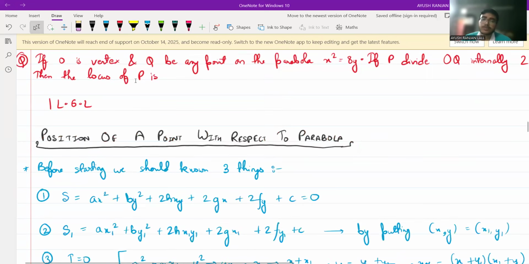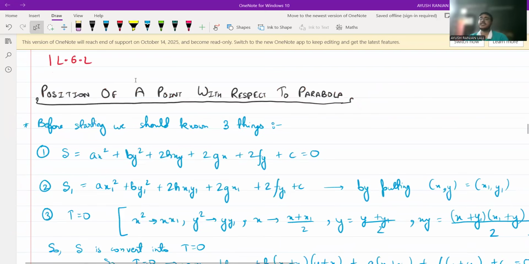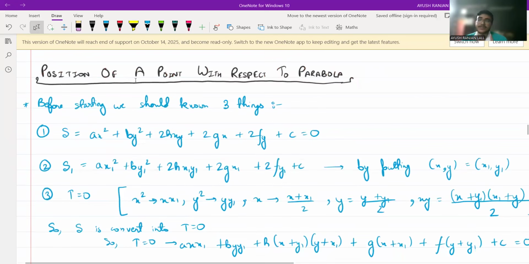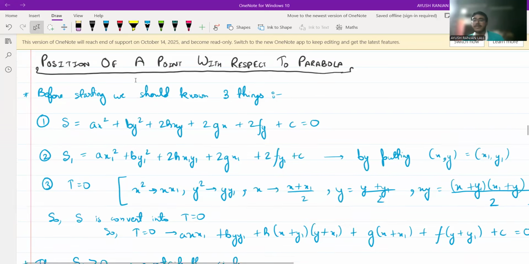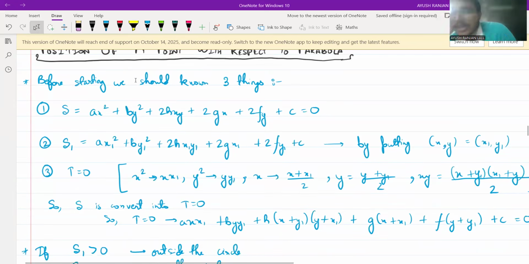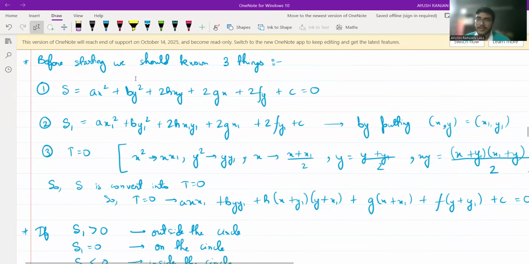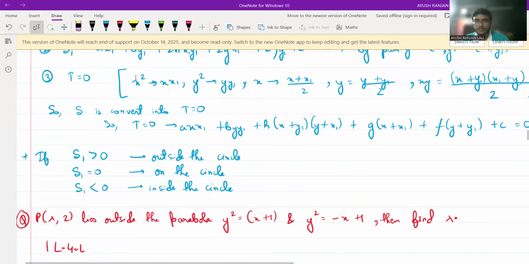Next, positions of a point with respect to the parabola. I have told you about these three things: S, S1, and T in the last week only. These three things will be most important for you this week, the next week, and the previous week also. I have explained S1 and T again and again. Now I am not going to explain this again. You can check.